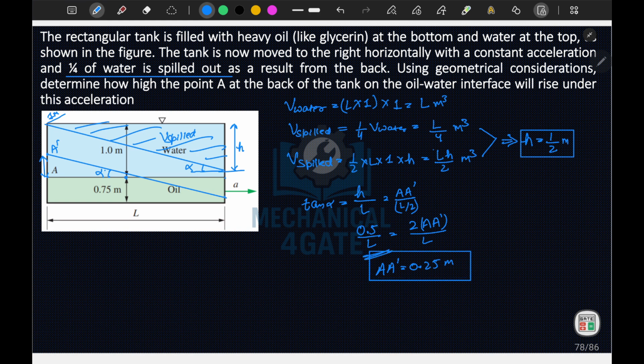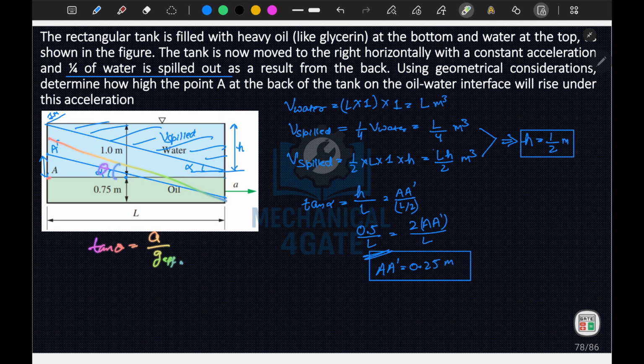Okay, I hope you get this point. So now, one more thing: you might be thinking that since this surface is free, the angle of inclination of this interface should be calculated using tan theta, where theta is the angle it makes, and tan theta is equal to a upon g effective. Okay, but there is some difference.